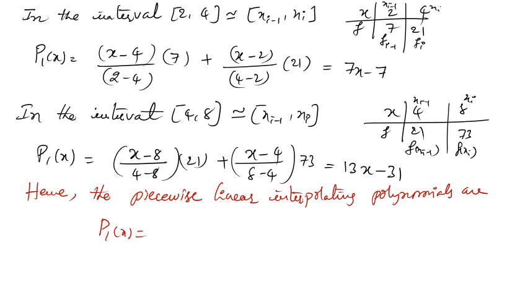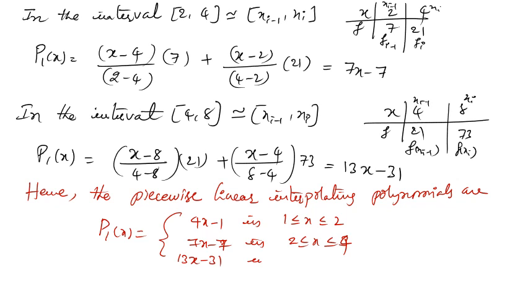P1(x) is equal to, there are three. First one is what? 4x minus 1 in what interval? 1 less than or equal to x less than or equal to 2. Next, 7x minus 7 in what interval? 2 less than or equal to x less than or equal to 4. And the third, 13x minus 31 in the interval 4 less than or equal to x less than or equal to 8.